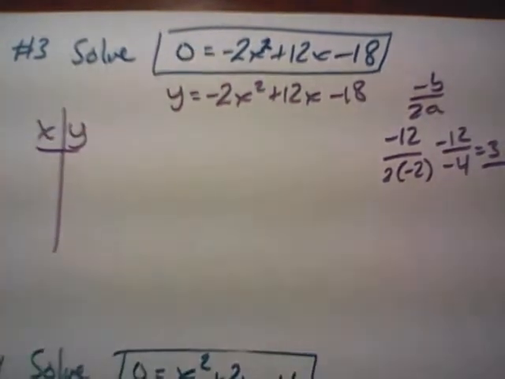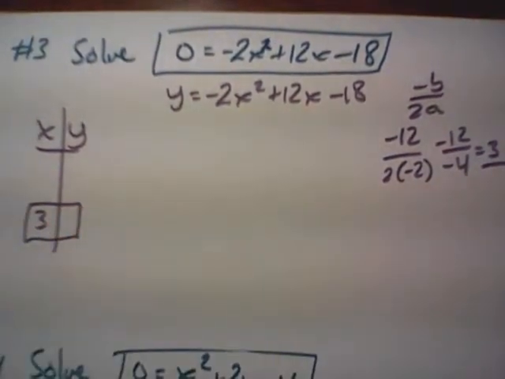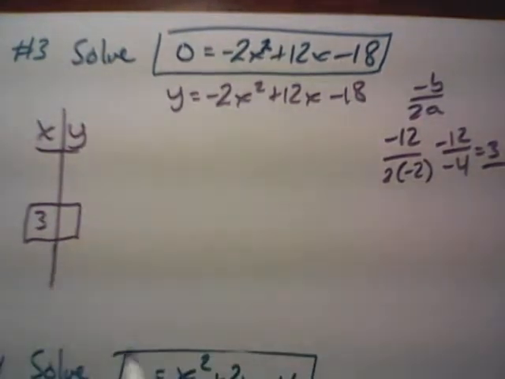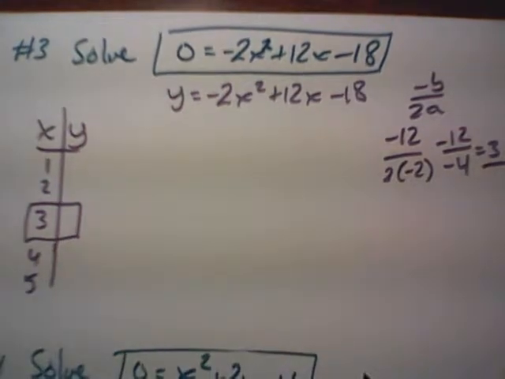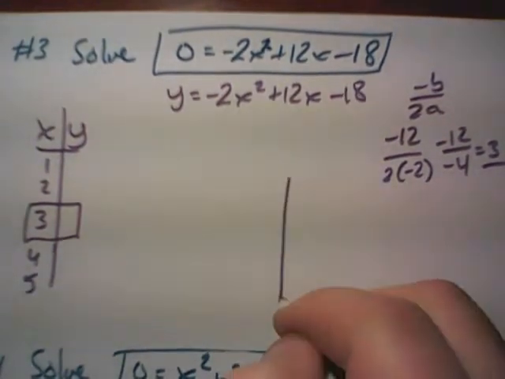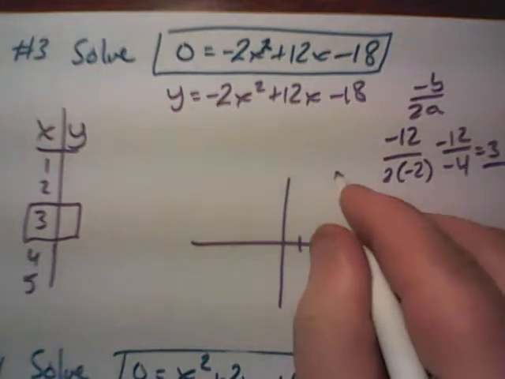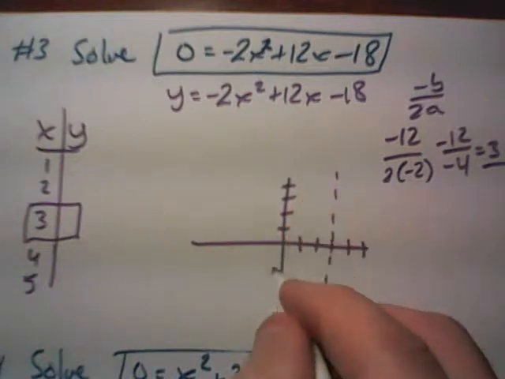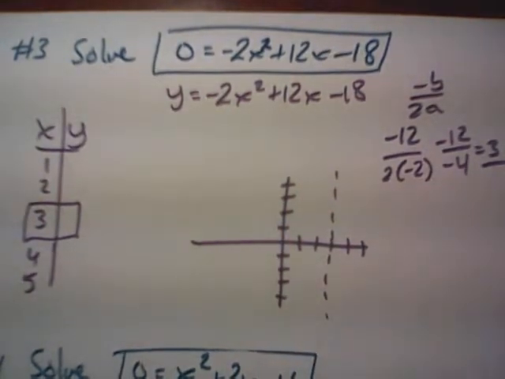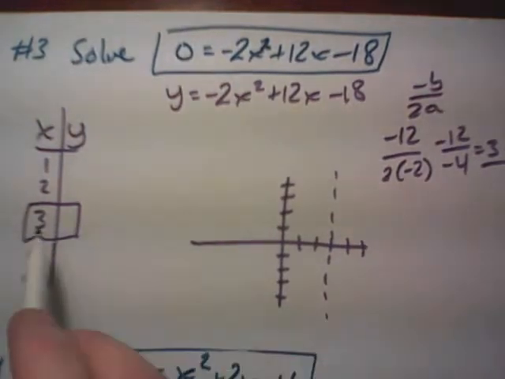So I'm going to make my table of values over here. And this is going to be the point 3, something. That's my vertex. I'm going to plug in numbers less than that and more than that. And I'm going to make my graph that looks like this. Here's 1, 2, 3. My axis of symmetry is going to go along that x equals 3. So it's going to be somewhere along this line is my vertex.